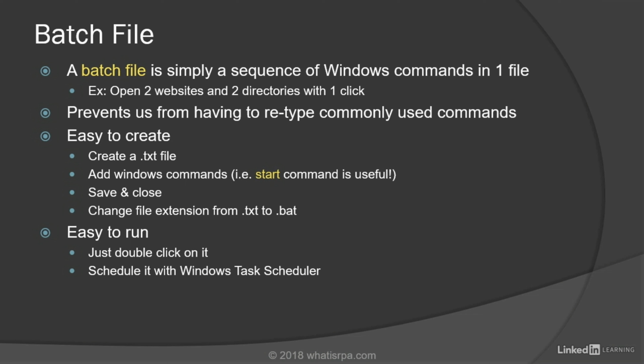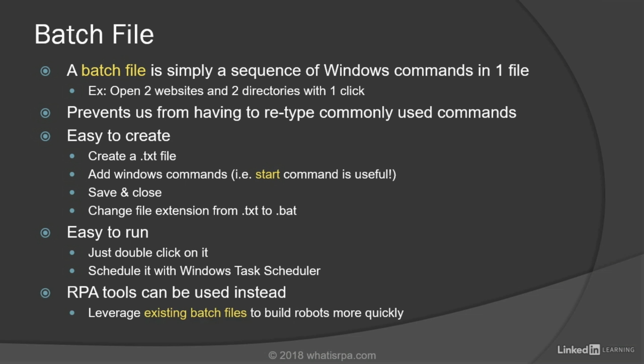You simply double-click on it, but you also have the option to schedule it using Windows Task Scheduler. Of course, RPA tools can be used instead of batch files because they're certainly more capable of doing lots more things than the batch file might be able to do. But once you know about these Windows commands and paths and how batch files can work, it might help you ask better questions in your RPA meetings to determine whether there are any existing batch files that already do work that you could leverage to build your software robots more quickly.